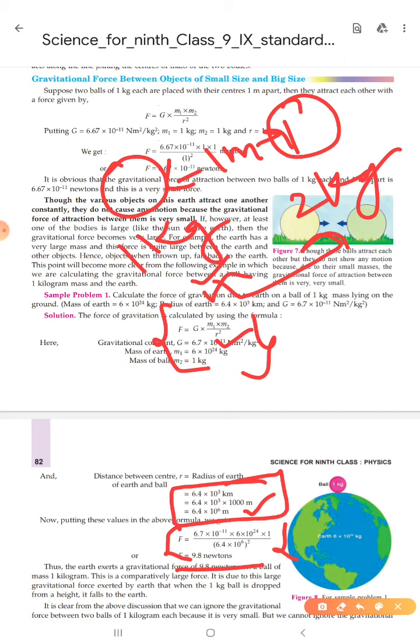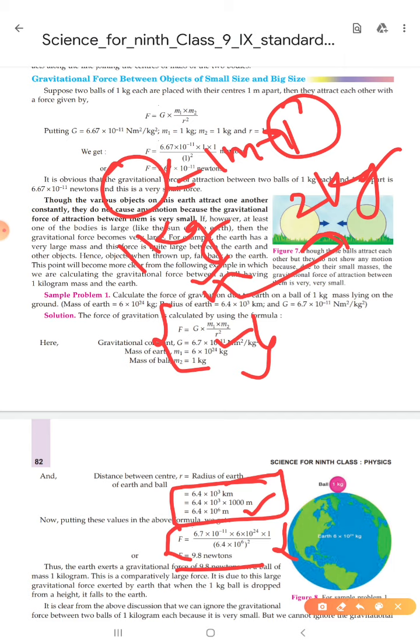So the answer would be in the order of 10 to the power minus 20 Newton, or 10 to the power minus 30 Newton. This value is very small. This force is very small, but there is a force. The value of that force is very small. That's why the bodies do not accelerate.